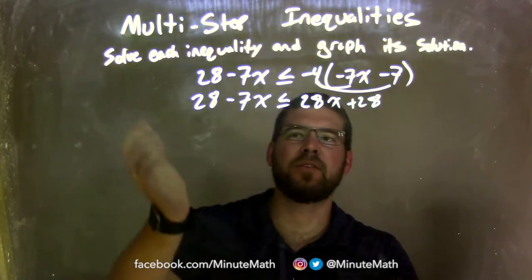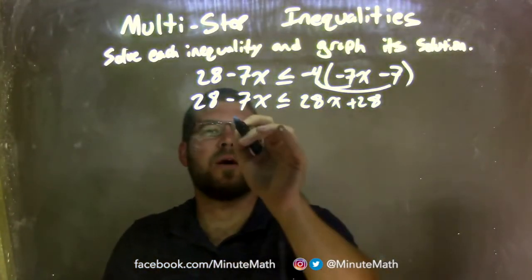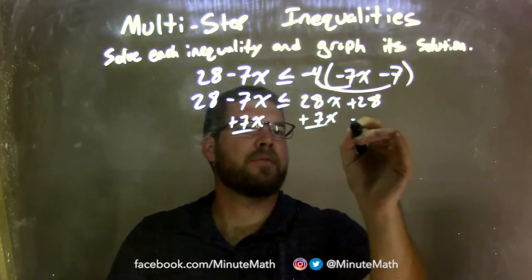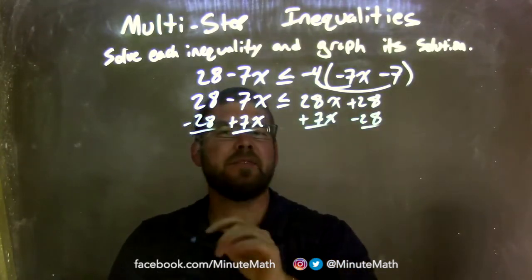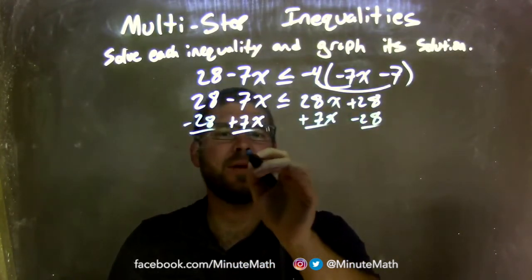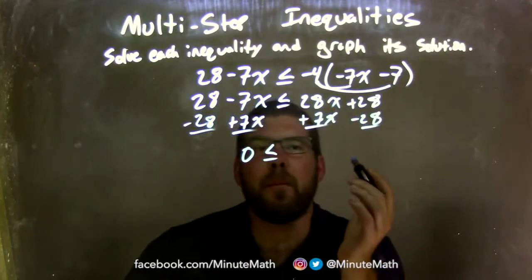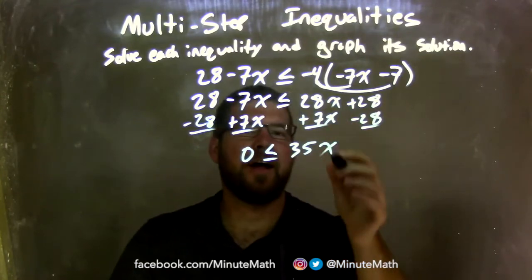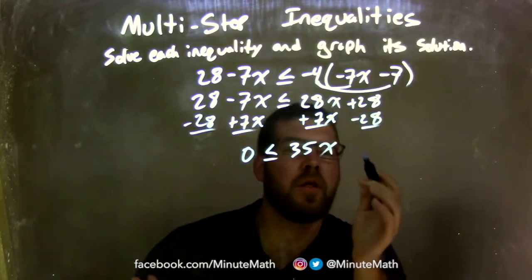Let's bring our x's to one side, our numbers to the other. It's really up to you. And this one here, I'm going to bring my x's to the right. So I'm going to add a 7x to both sides. And I'm going to subtract the 28 from both sides. And what that leaves me here is 28 minus 28, which is 0, is less than or equal to 28 plus 7 is 35x, right? 28x plus 7x. So now we have 0 is less than or equal to 35x.